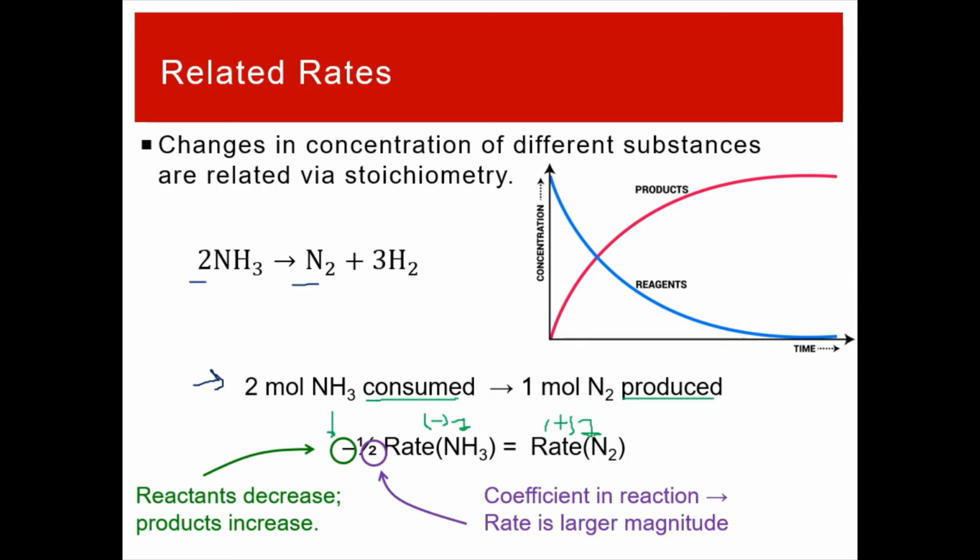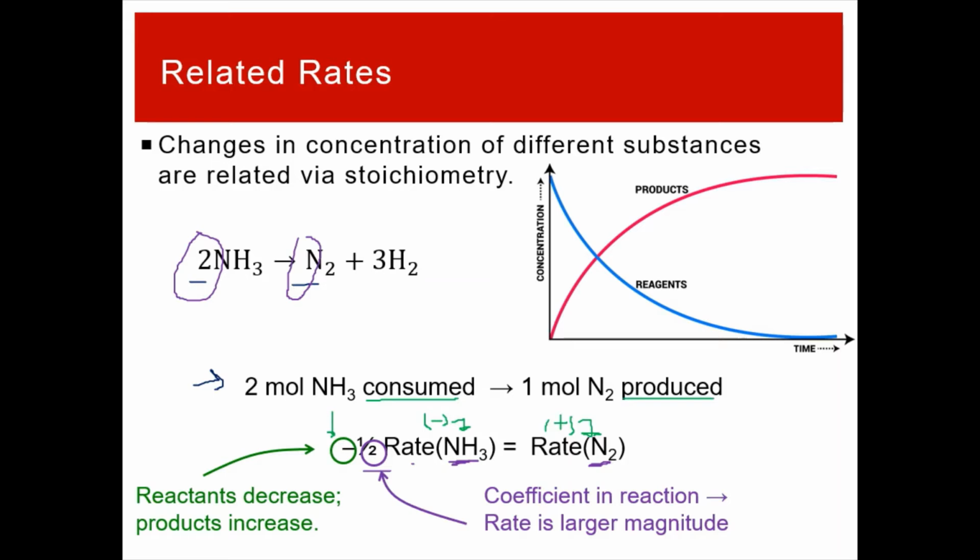You will note there is a 2 in this reaction. There's a 1 in front of N2. So basically what that tells you is you know that there will be 2 of these molecules reacting for every 1 molecule here that you make. That means the rate of NH3 will inherently be larger because the coefficient is larger in the reaction. And in order to normalize them, in order to make them equal, you divide by the coefficient.